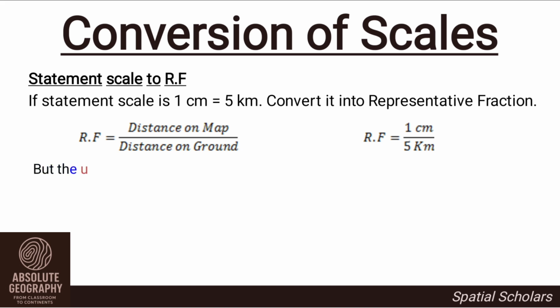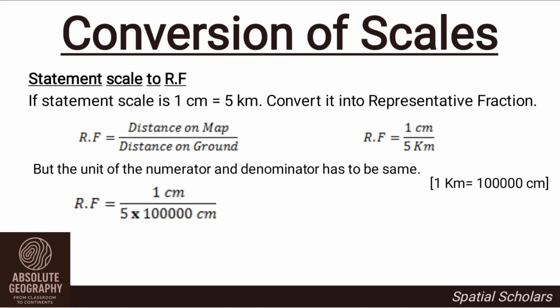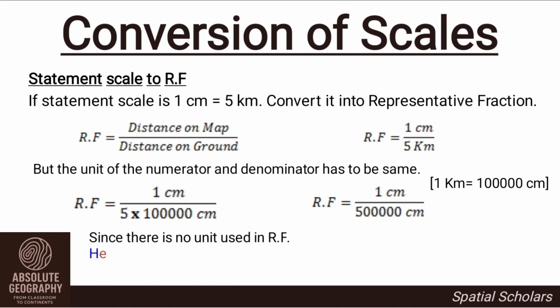But the numerator and denominator units must be same for division. So now we need to change 1 kilometer into centimeters. We know 1 kilometer is equals to 1 lakh centimeter. So 5 kilometer will be equal to 5 lakh centimeters. Now we have the same units. So 1 centimeter divided by 5 lakh centimeter. Since there is no unit in RF, the final answer will be RF is equals to 1:50 lakh.